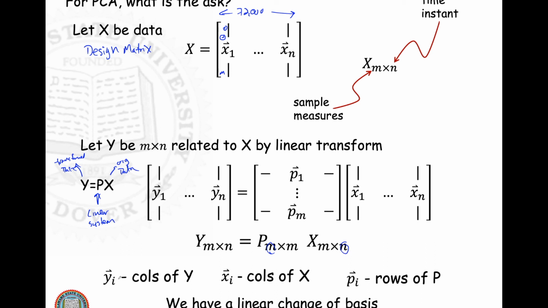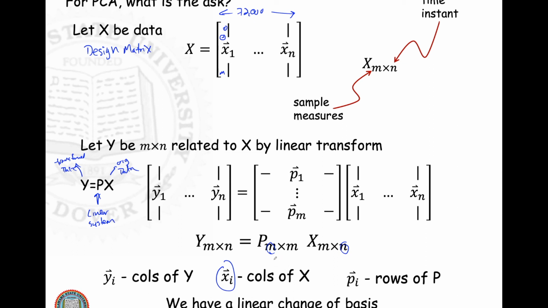Let's call vector Yi the columns of the resulting transformed column matrix, and let's call vector Xi the columns of X, the original data. So Xi is the original data, one measurement, and Yi is its transformed version. Likewise, we're going to call vector Pi the rows of P. So essentially what we have is a linear change of basis.